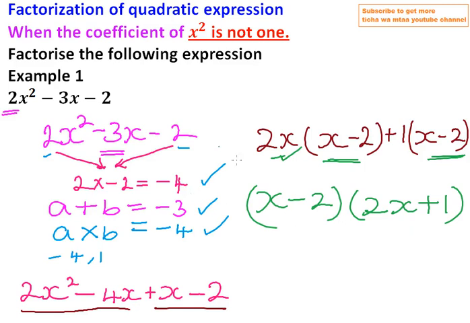And remember, we cannot make the coefficient of x squared 1 because it does not divide exactly by 3. So that is how you work it out.